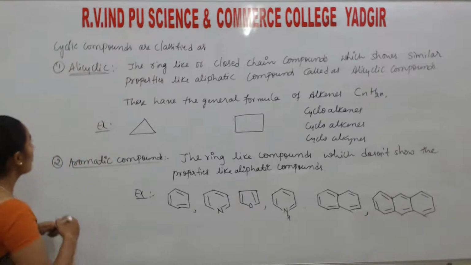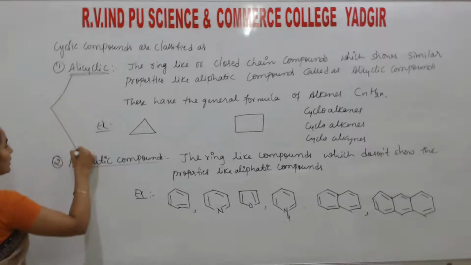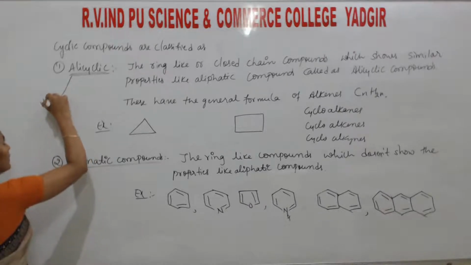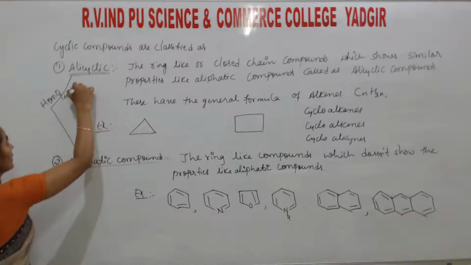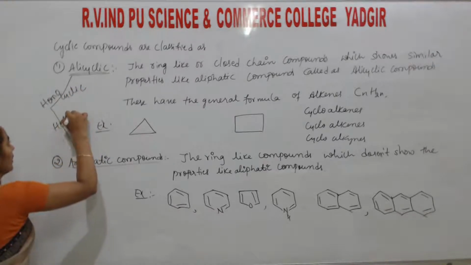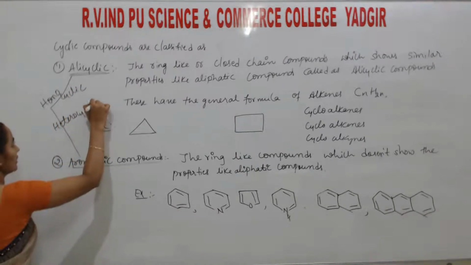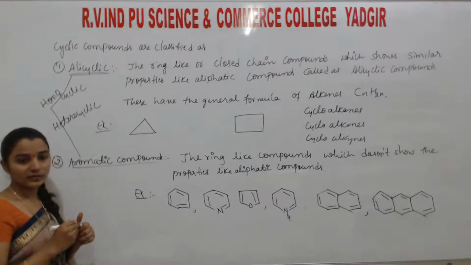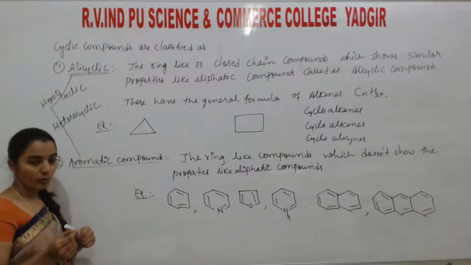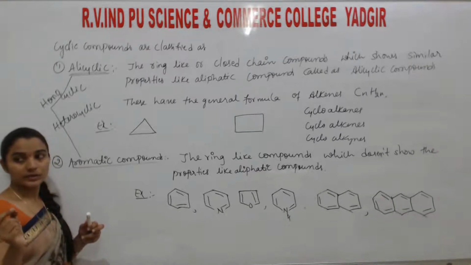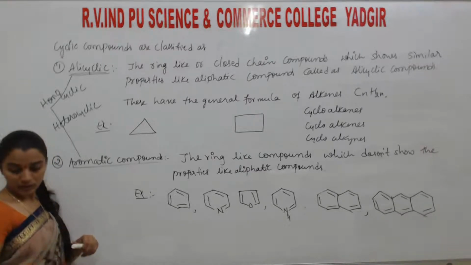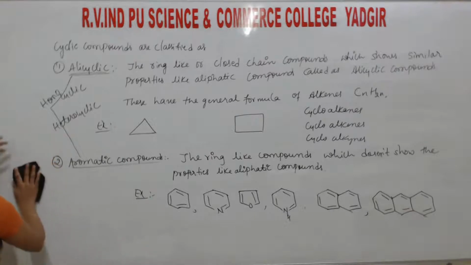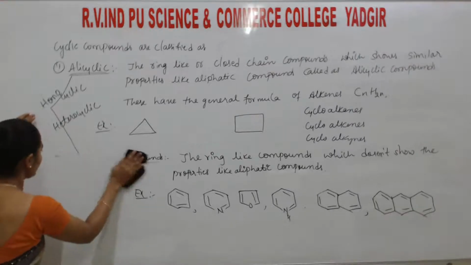So students, both these alicyclic and aromatic are classified as homocyclic and heterocyclic. Understand? Both cyclic compounds are classified as what? Homocyclic and heterocyclic. Okay? So I'll write what is homocyclic and what is heterocyclic.